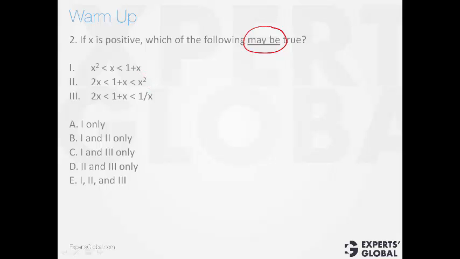To begin with, we see that x is greater than x square. When is that possible? We just saw, when x is a small positive number. For example, 0.5. So 0.5 square will be 0.25. 0.25, x is 0.5 and 1 plus x is 1.5.